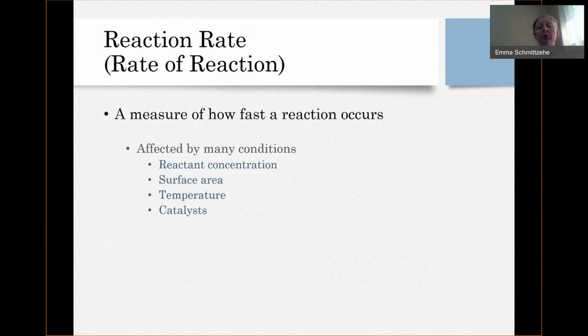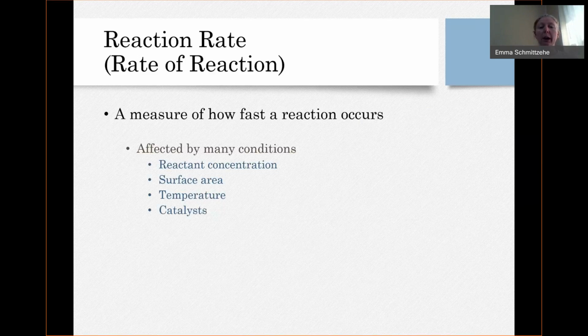And how fast a reaction occurs is going to be affected by things like the reactant concentration, the surface area of the reactants, the temperature, if there's a catalyst present. So there's lots of ways that you could manipulate the rate of a reaction. You could get it to go faster by changing these things, or possibly slower by changing these things.